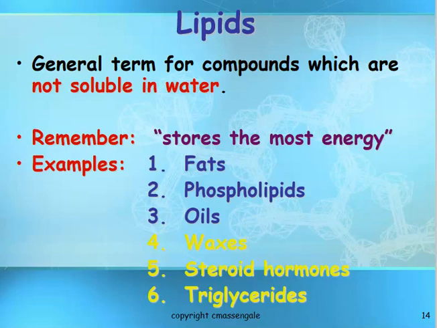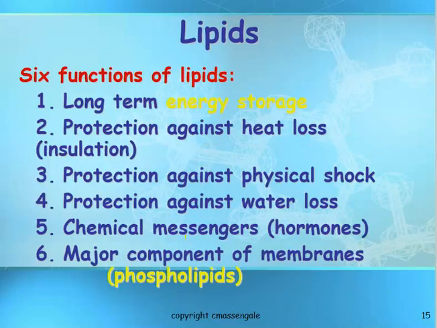That's very important. Lipids play a role in making up the cell membrane. So that's one word you're going to see when we talk about the cell membrane, phospholipids. So lipids are involved in our cell membrane. There are 6 functions of lipids. Again, they store energy. Okay, they protect against heat loss. They protect against physical shock. They protect against water loss. They're good for chemical messengers and hormones. And again, they are the major component of membranes in our body. Phospholipids, especially the cell membrane.